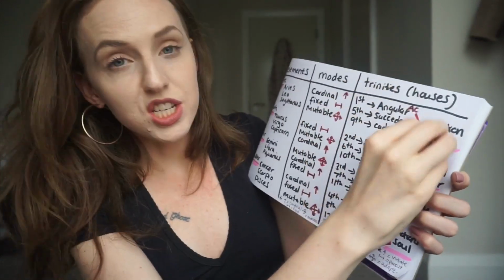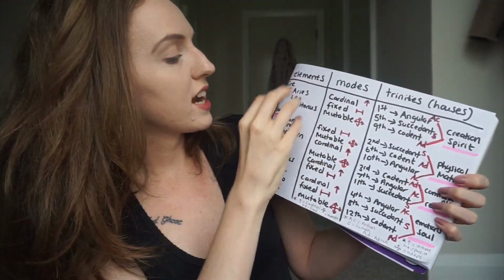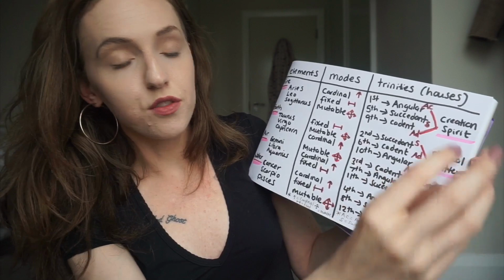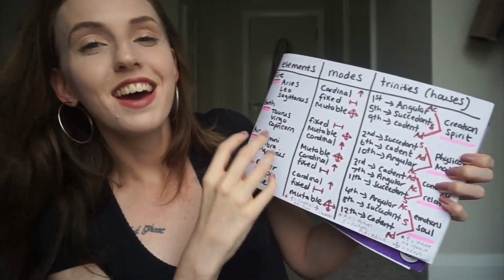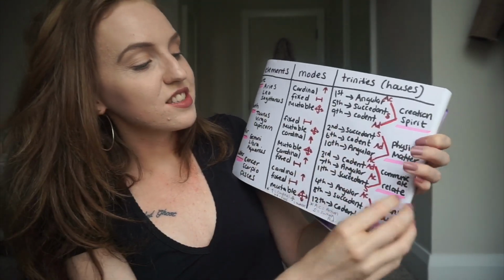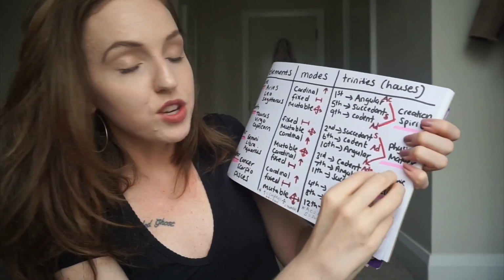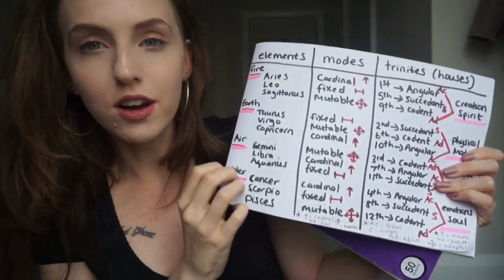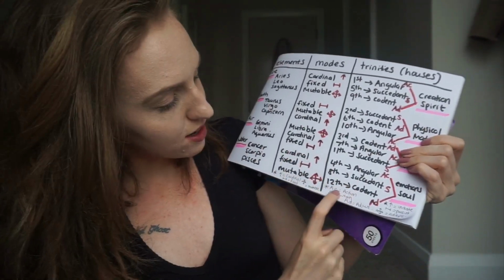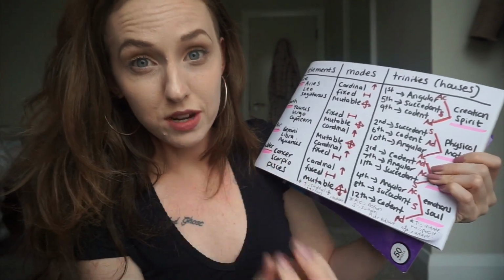And then to finalize it, as a collective, as a whole: fire signs, fire houses, the trinity of creation and spirit. Earth signs, earth houses, the trinity of the physical and matter. We've got the air signs and the air houses, to do with the trinity of communication and relationships. And lastly, we have the water signs and the water houses, and that's to do with the trinity of emotions and the soul.